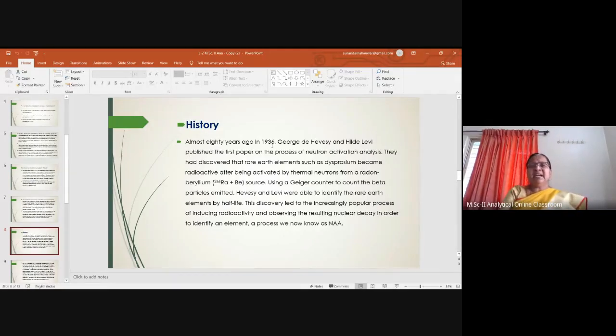In 1936, these two scientists published the paper on this process, NAA. They had discovered that rare earth elements such as dysprosium became radioactive after being activated by thermal neutrons from a radon beryllium source.